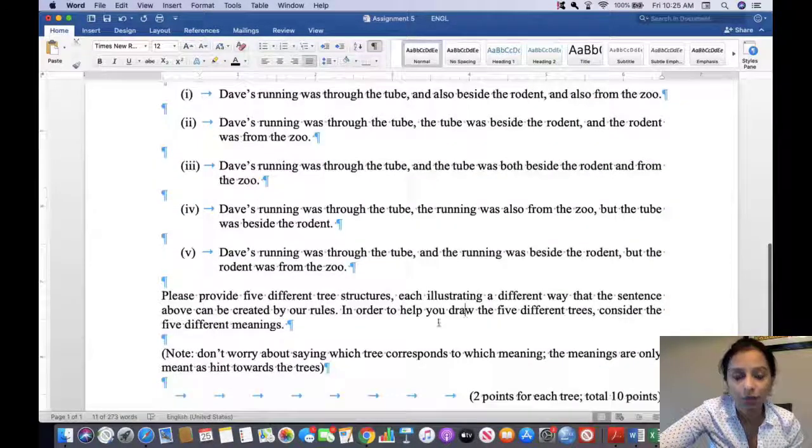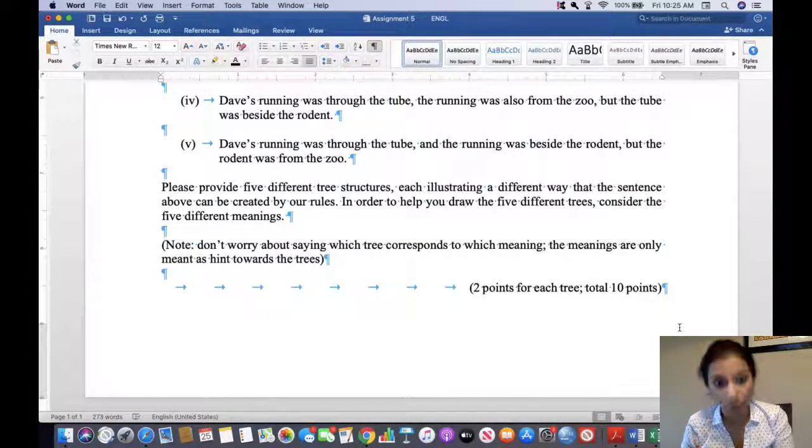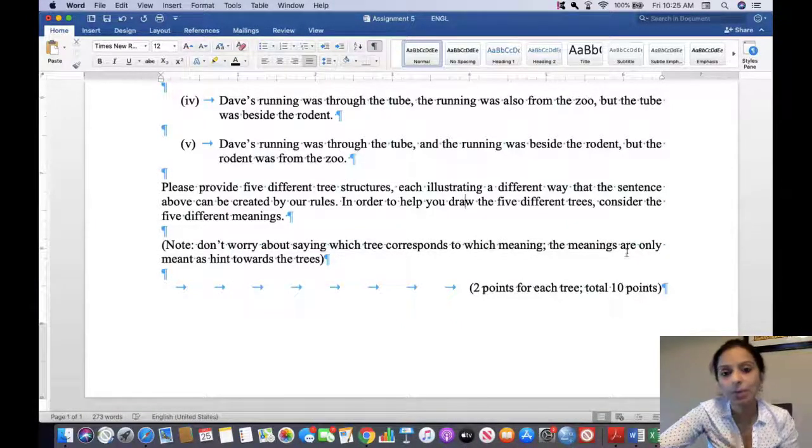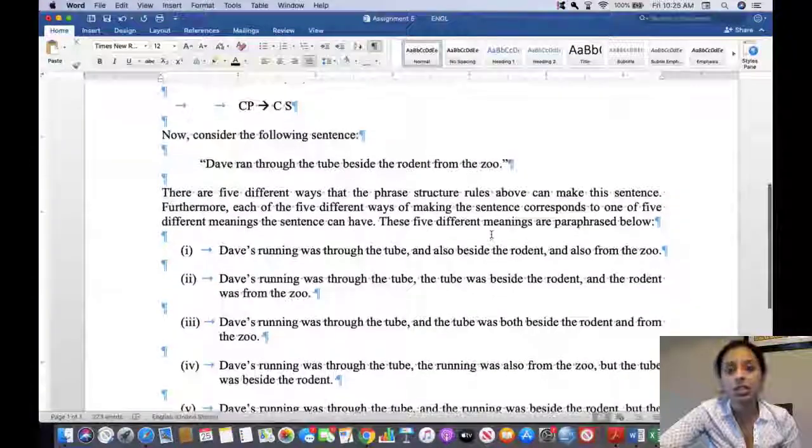And then I want you to provide me with 5 different tree structures, each illustrating a different way that the sentence above can be created by the rules, right? And so don't worry about telling me which tree corresponds to which meaning. These are only meant to help you to arrive at the 5 different tree structures.